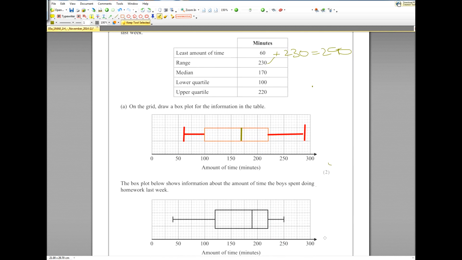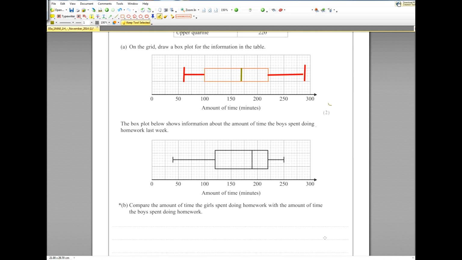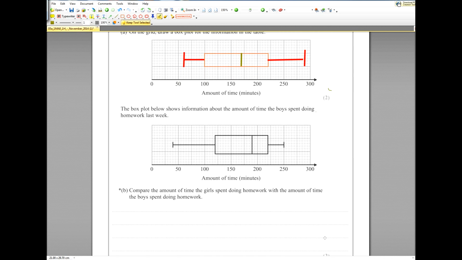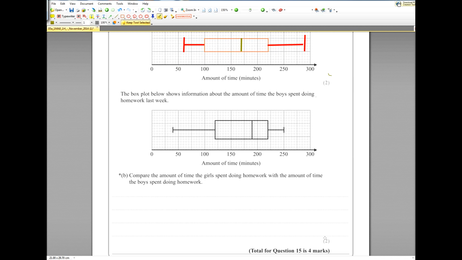Okay, here we go. Remember the first box plot was for who? Was for the girls. This is the girls one, and this one is the boys one. Now it says compare the amount of time the girls spent doing homework with the amount of time the boys spent doing homework.